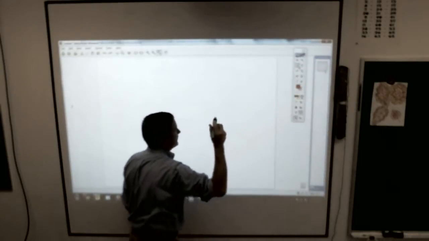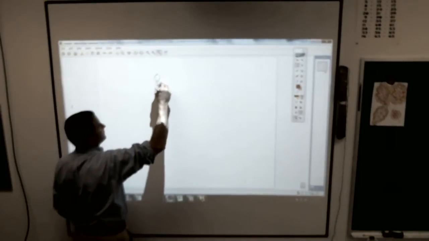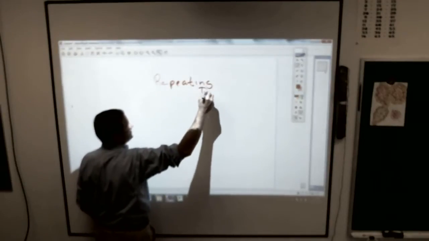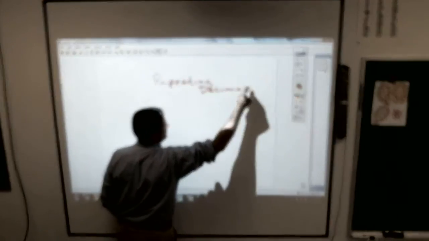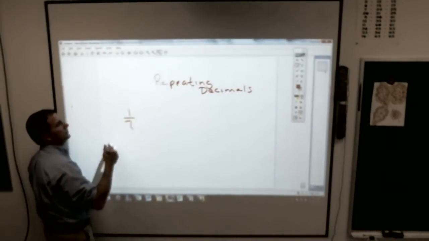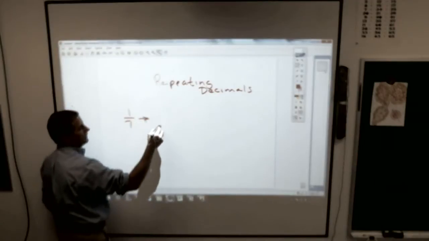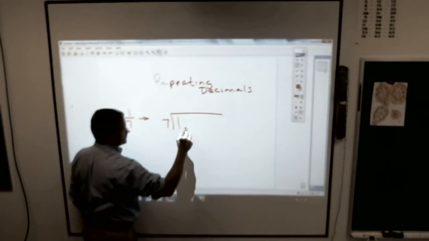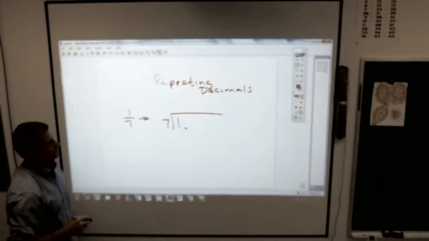Before we do that, I want you to do this division problem. Repeating decimals. Let's say I've got the fraction 1/7. I want you to change it to a decimal by taking 7 and dividing it into 1. On your mark, get set, go.